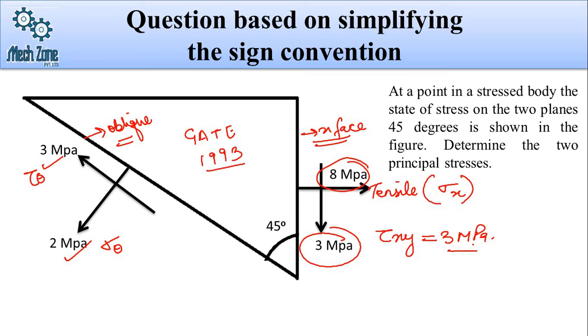Now this is a very simple problem. What we have to determine are the principal stresses, that is sigma 1 and sigma 2, from this question. Now what we will do is select a suitable sign convention which will be followed throughout.